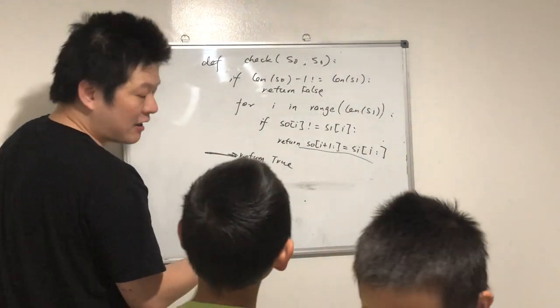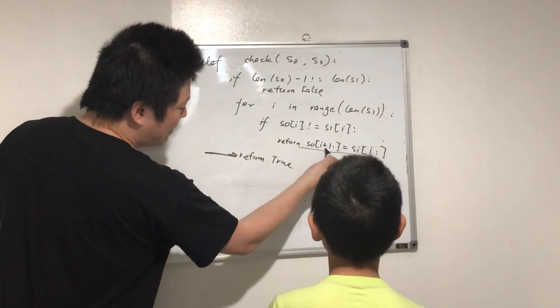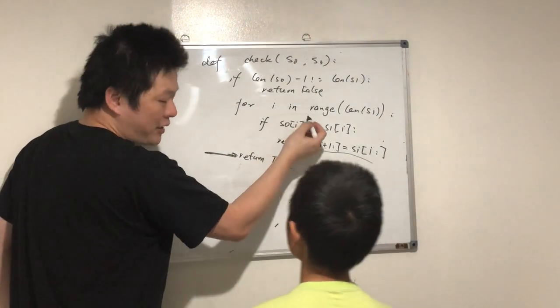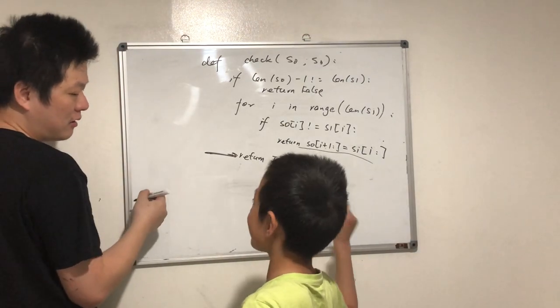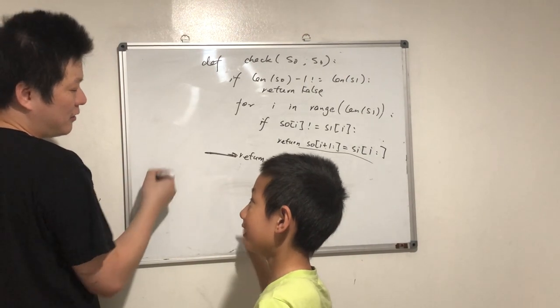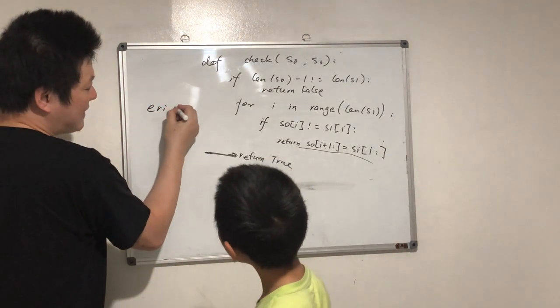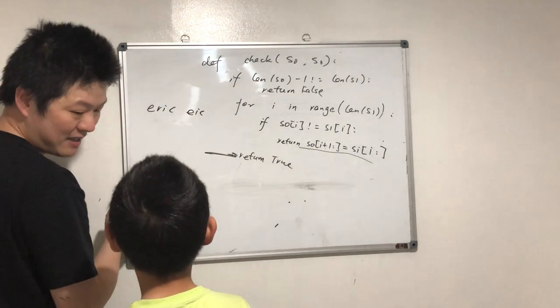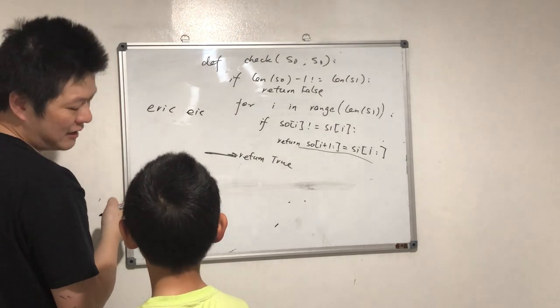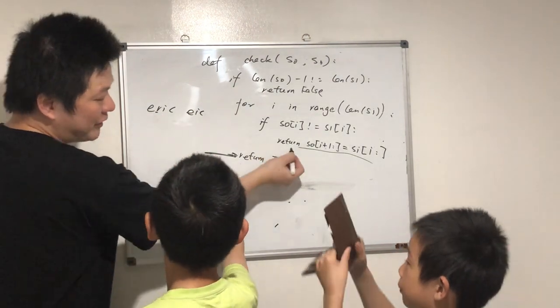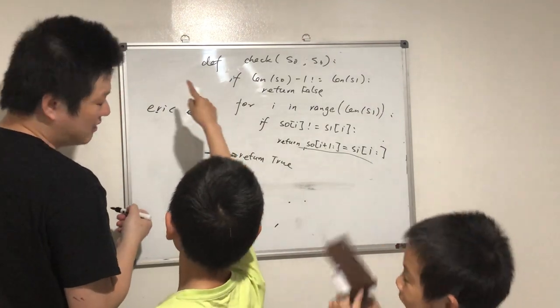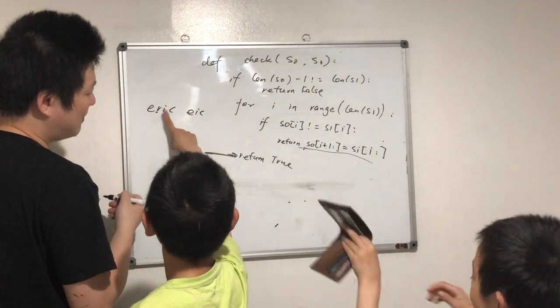So if the code is not here, what does it mean? There's no mismatch. You said E-R-I-C and E-I-C, right? No, that's not it, because you will find the mismatch in the second character, and it will return here.